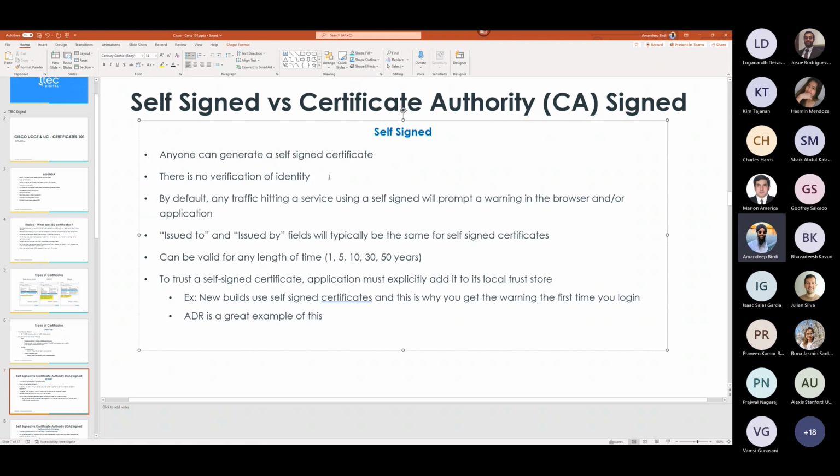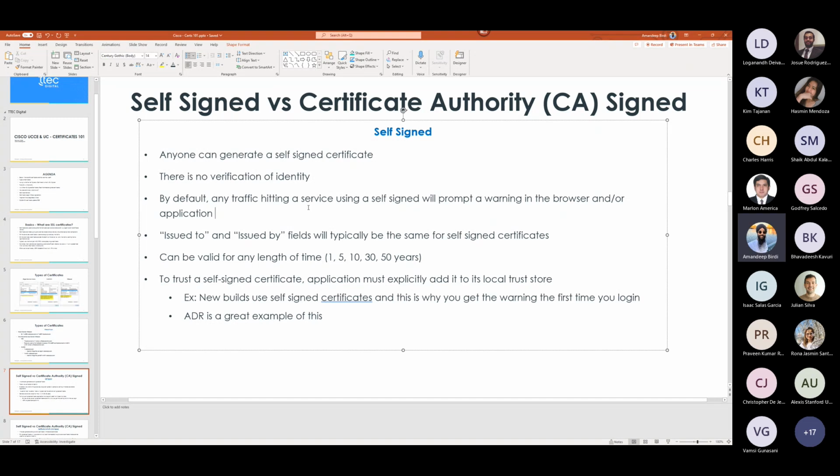So what that means is if you're creating this yourself, there's no third party verifying the identity of that cert, right? No one can validate whether or not it's coming from a legitimate source or not. You kind of have to take the risk and confirm if you want to proceed. So by default, any application that uses a self-signed, like we talked about before, will complain that this site may not be trusted because it's using a self-signed cert.